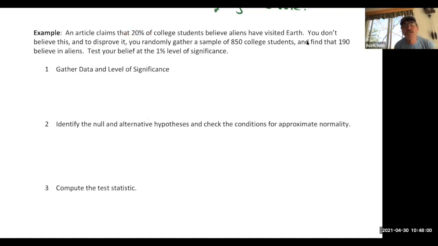Any questions? So you need something that's significantly different from 20%, but you're not trying to prove that it's, I mean, you could prove that it's bigger or less than to disprove this. And I don't know any more about your beliefs, so we're just going to try and disprove it. Okay, so the data are, we need that p hat value, which is our x over n. So it looks like you got 190 out of 850.